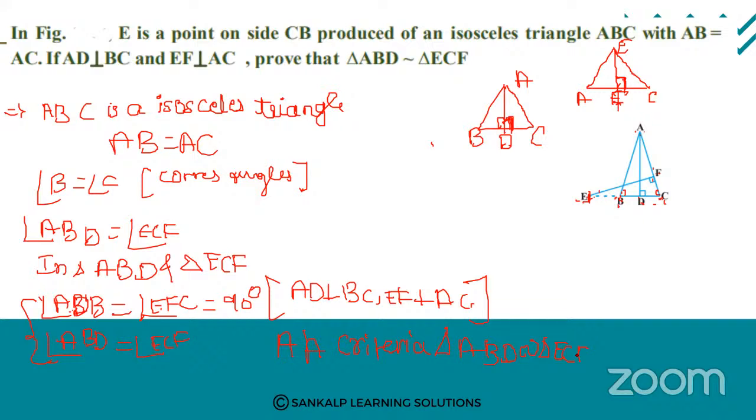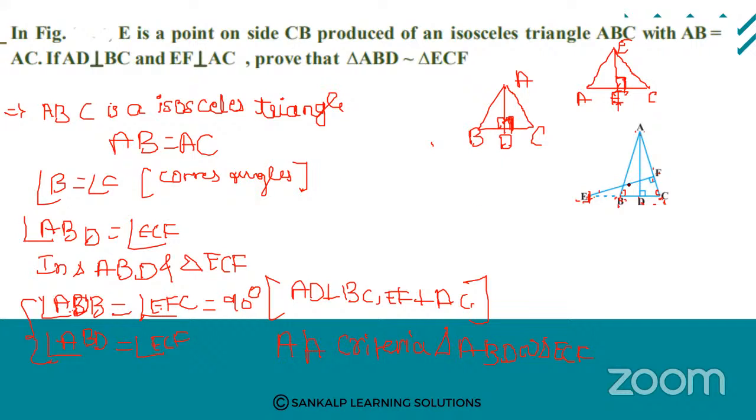So what did we do here? We were given a triangle, and what have we been asked to prove? ABD is similar to ECF. So let us take triangles ABD and ECF. Here it is an isosceles triangle. That means AB is equal to BC, so angle B is equal to angle C, because the corresponding sides are equal and the corresponding angles are also equal. So B is equal to C.